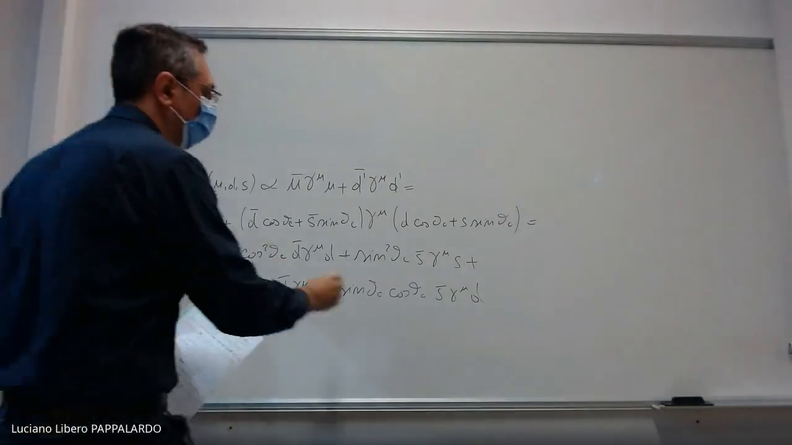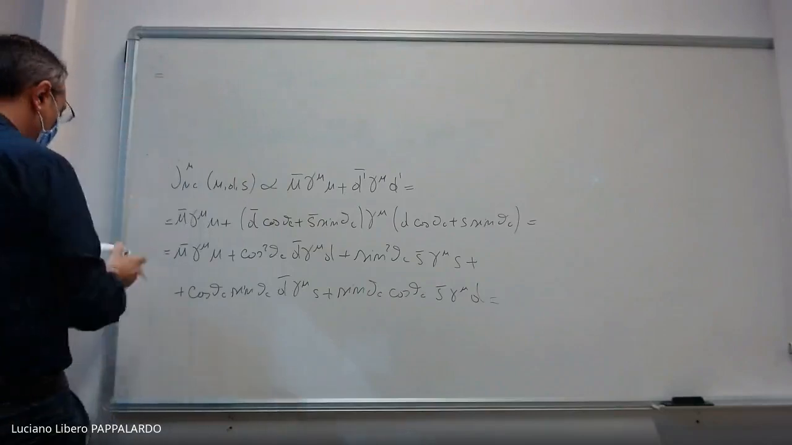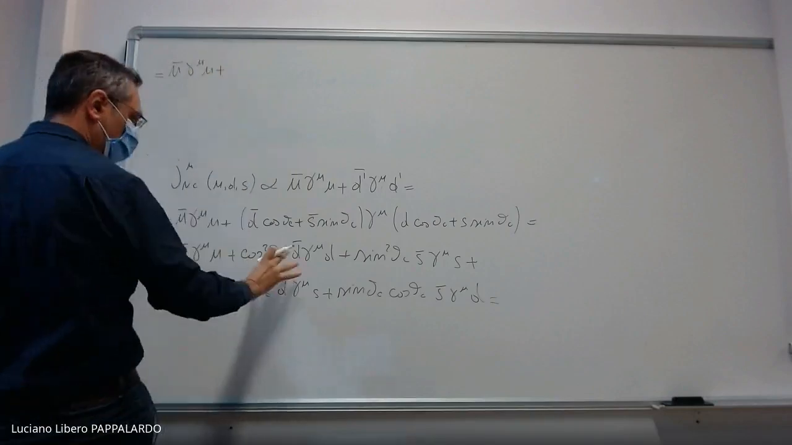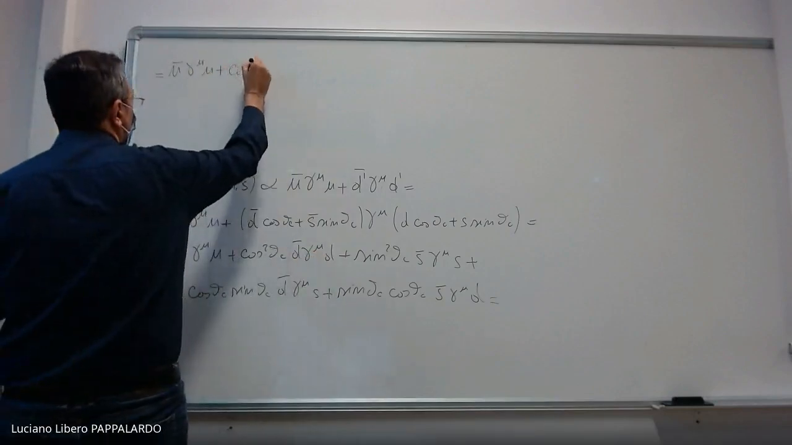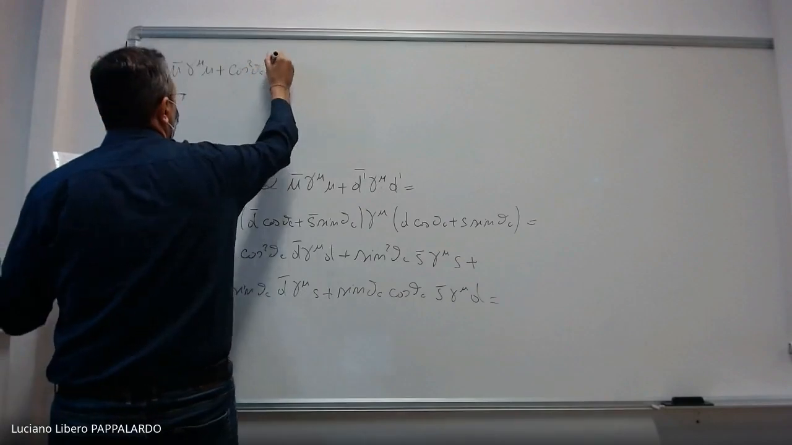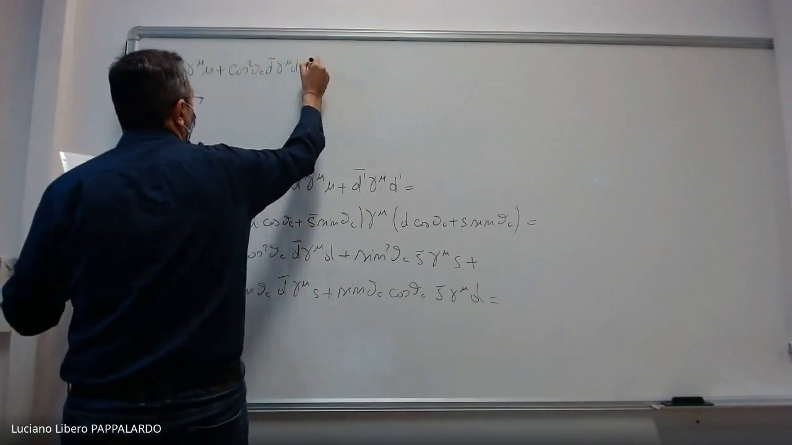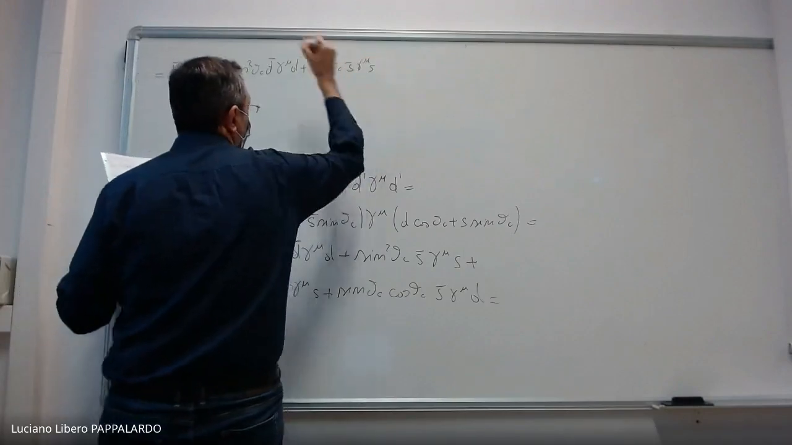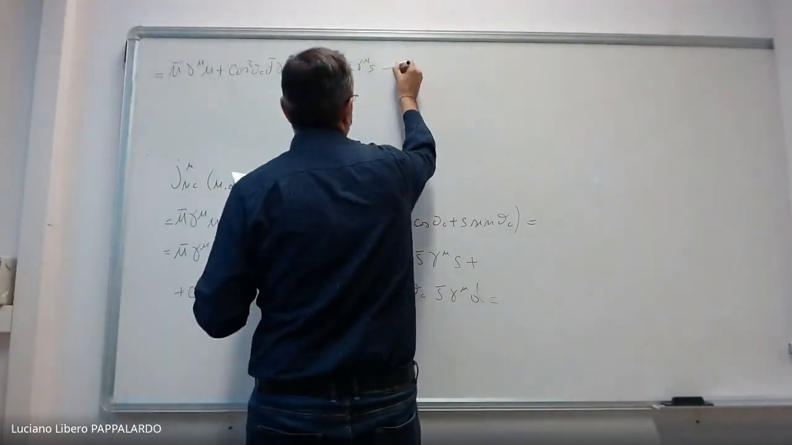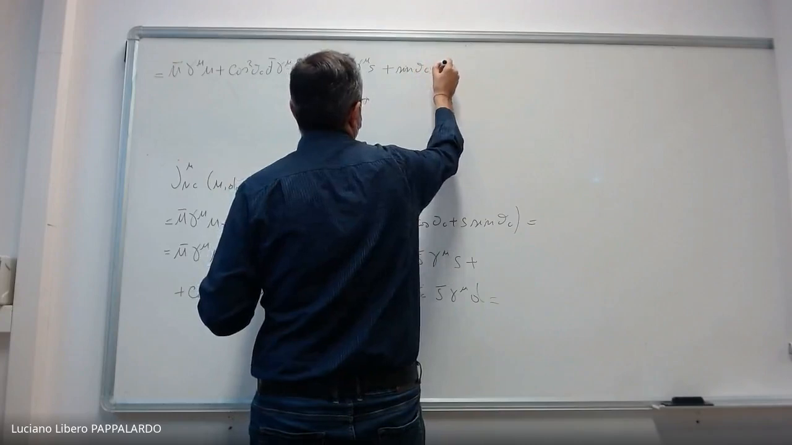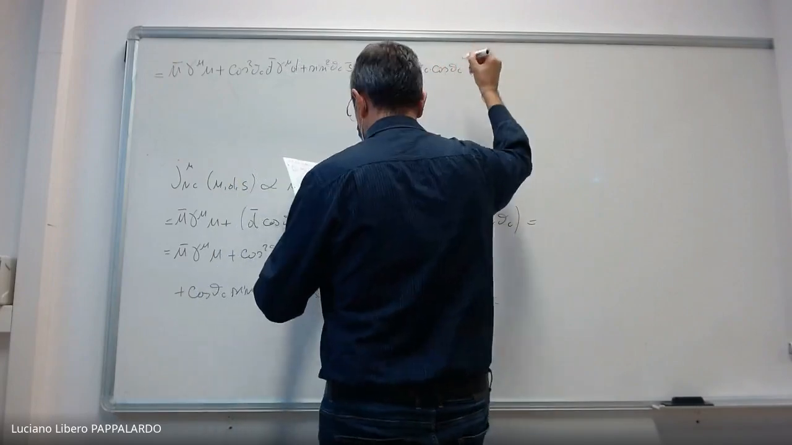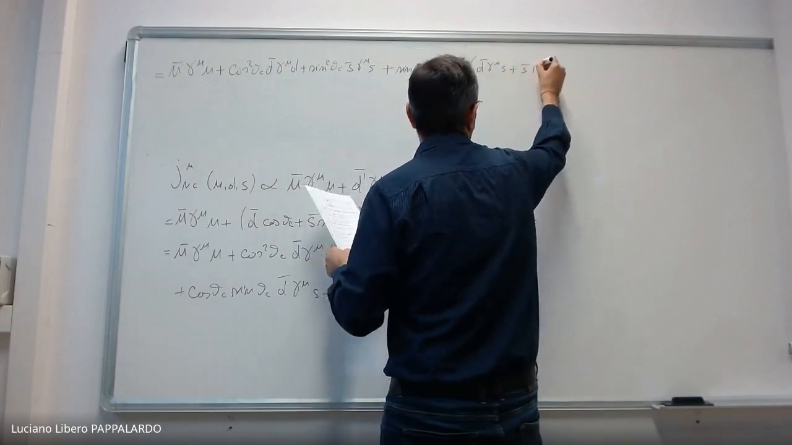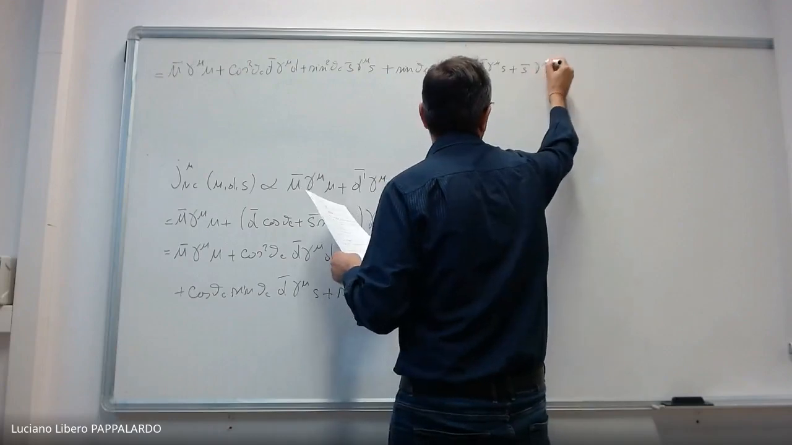Okay. So let me continue here. So we have, in other words, u bar gamma^μ u plus the pure terms, cos square theta_C d bar gamma^μ d plus sine square theta_C s bar gamma^μ s. And then we have plus sine theta_C cosine theta_C, and then we have d bar gamma^μ s plus s bar, no, sorry, gamma^μ d.